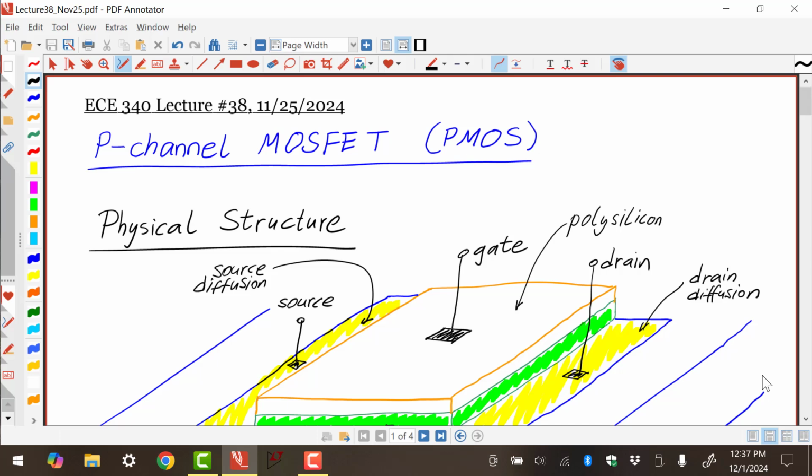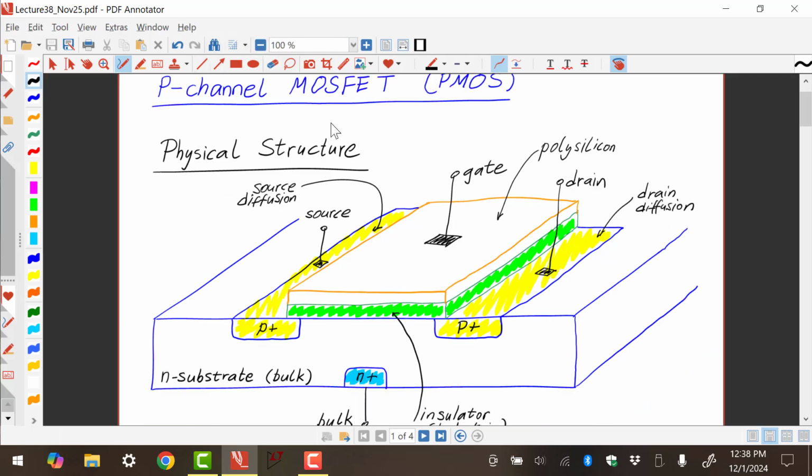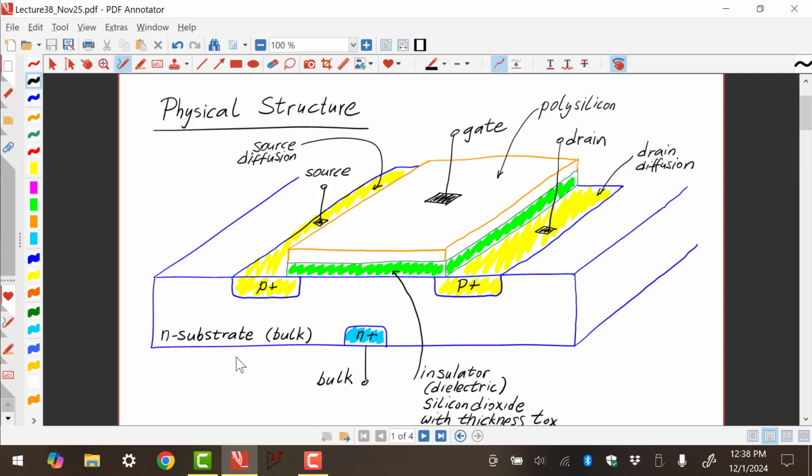So the structure of the P-channel MOSFET looks like this, and as you can see, it's very similar to the N-channel MOSFET, except that the drain and the source diffusion regions have P plus material connecting to an N substrate. In the NMOS device, we had a P substrate. And of course, we also have a bulk, which is typically not shown in our diagrams, but it is there. That connection is made using an N plus region instead of a P plus region.